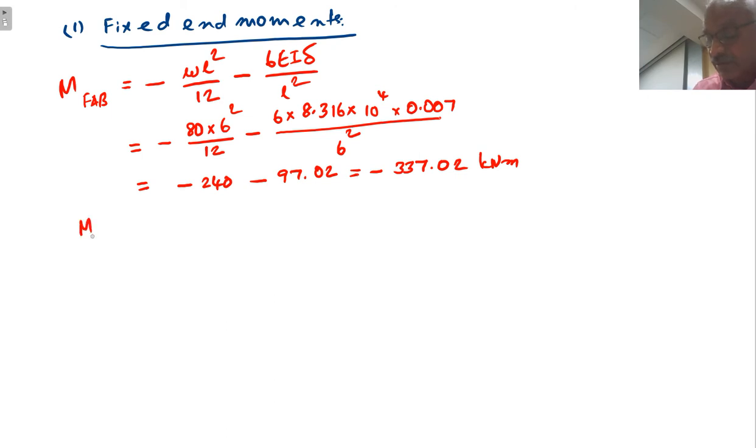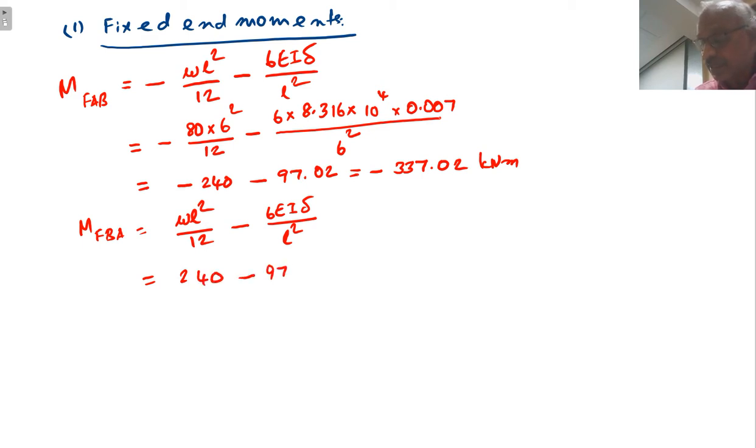M of BA equal to, this is plus WL square by 12. Again this is minus only, minus 6 EI delta by L square. As far as span AB is concerned, both are minus. So the values will be the same, UDL throughout the span. Therefore, the first value will be plus 240. Second value will be minus 97.02 as before. Therefore, this value equal to 142.98 kilonewton meter. This is for the span AB, right?